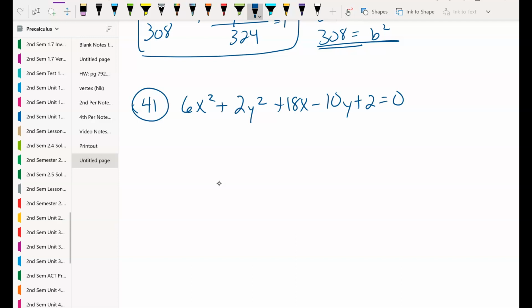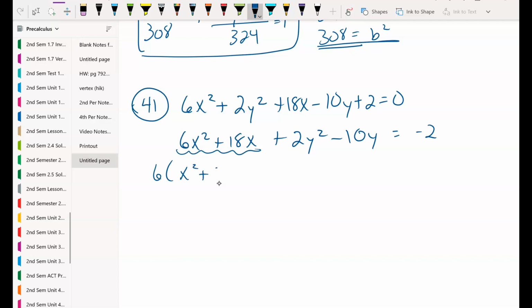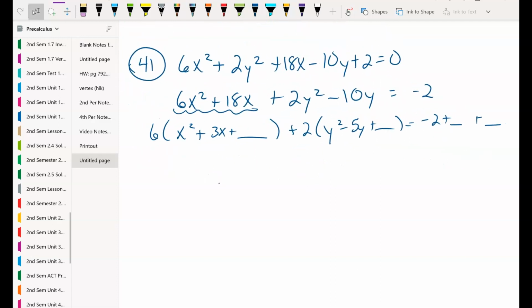All right, first thing you're going to do is move your constant over and group your values. So I got 6x squared plus 18x plus 2y squared minus 10y equals a negative 2. All right, so now we're going to do the completing the square part, but I have to take out greatest common factors so I can do it easily. So I got 6 times the quantity x squared plus 3x plus blank plus 2 times the quantity y squared minus 5y plus blank equals a negative 2 plus blank plus blank.